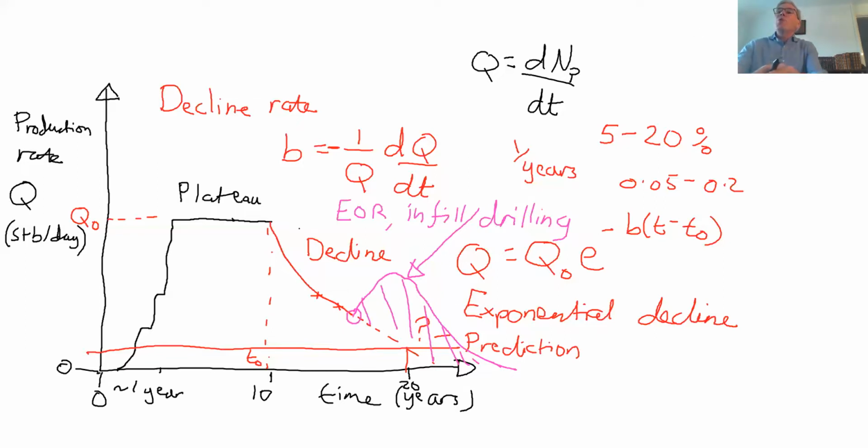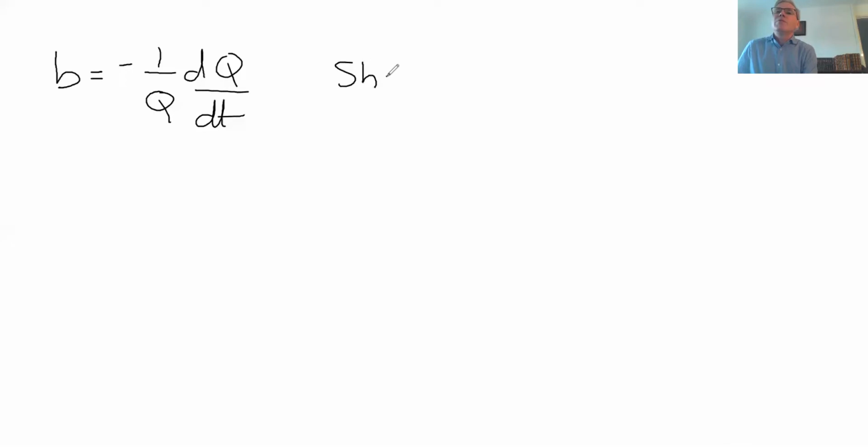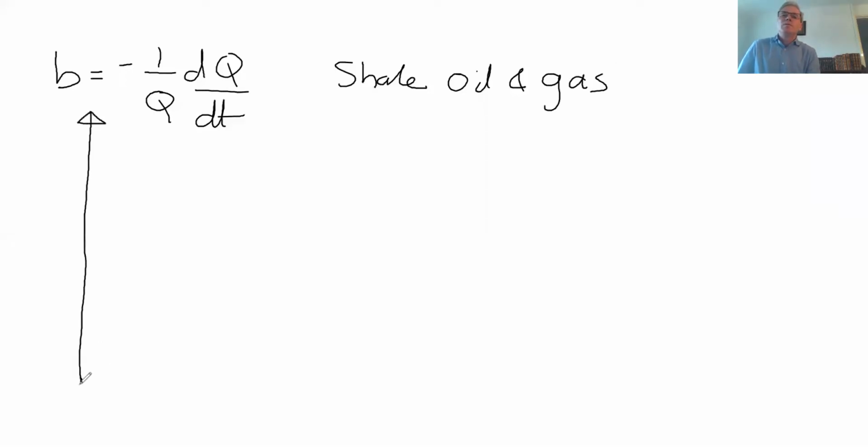But I'm going to show you just one other example. Okay, so I'm actually going to clear everything here. It just makes it a little bit easier. And I'm going to take one case. So we'll keep with the definition of D as minus 1 over Q dQ/dt. And I'm going to look at one example. So when we come to look at shale, this is Q, this is T.